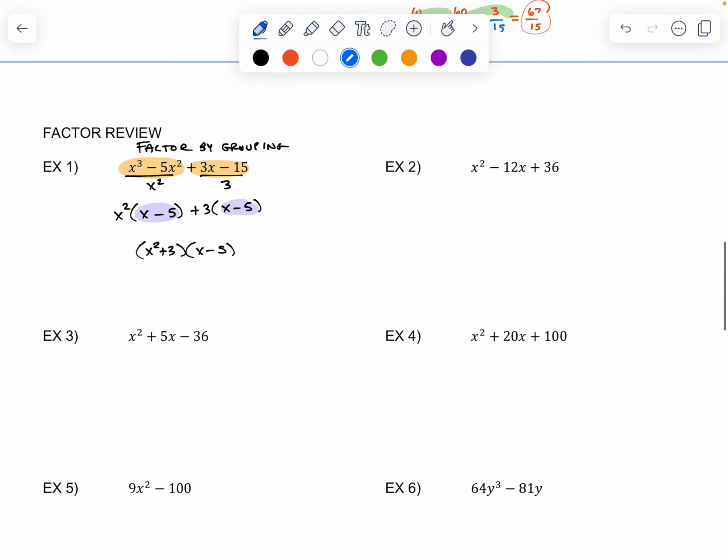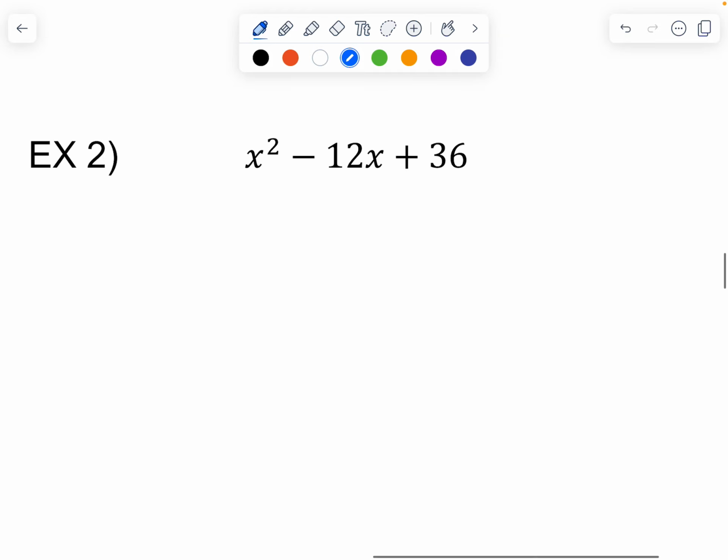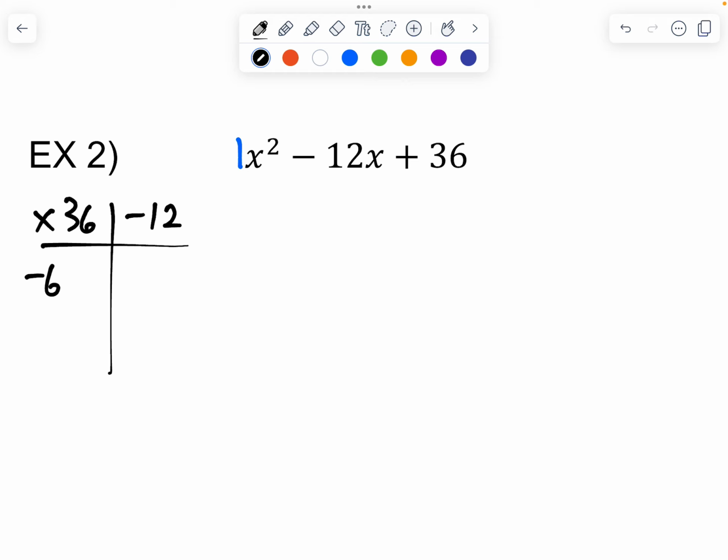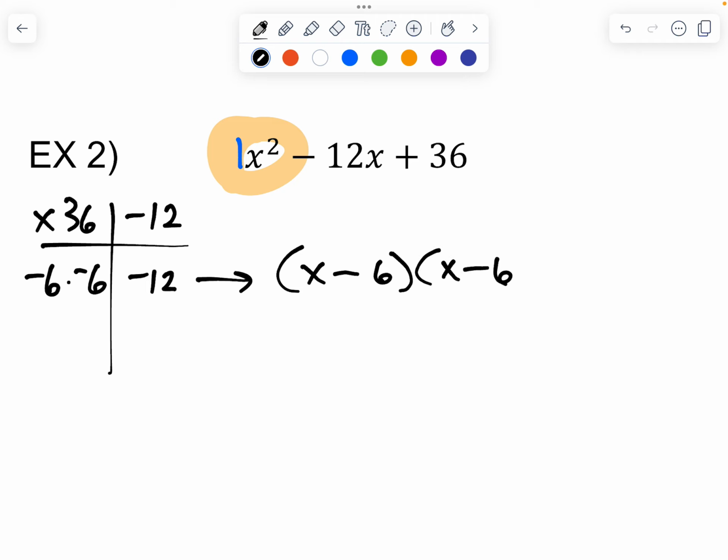So going back up to the top here, there are some problems that are shortcuts. A shortcut, for example, is when there's a 1 in the front. So I still have to figure out the 2 numbers, multiply to get 36, add up to negative 12. That'd be negative 6 times negative 6. That adds up to negative 12. Instead of splitting the middle, because this is a 1 here, we can go right to the answer and write x minus 6, x minus 6. It's a shortcut problem. Get excited, because we can save ourselves a lot of time if we know this shortcut. It doesn't work all the time, but it works when the x squared has a 1 in the front.